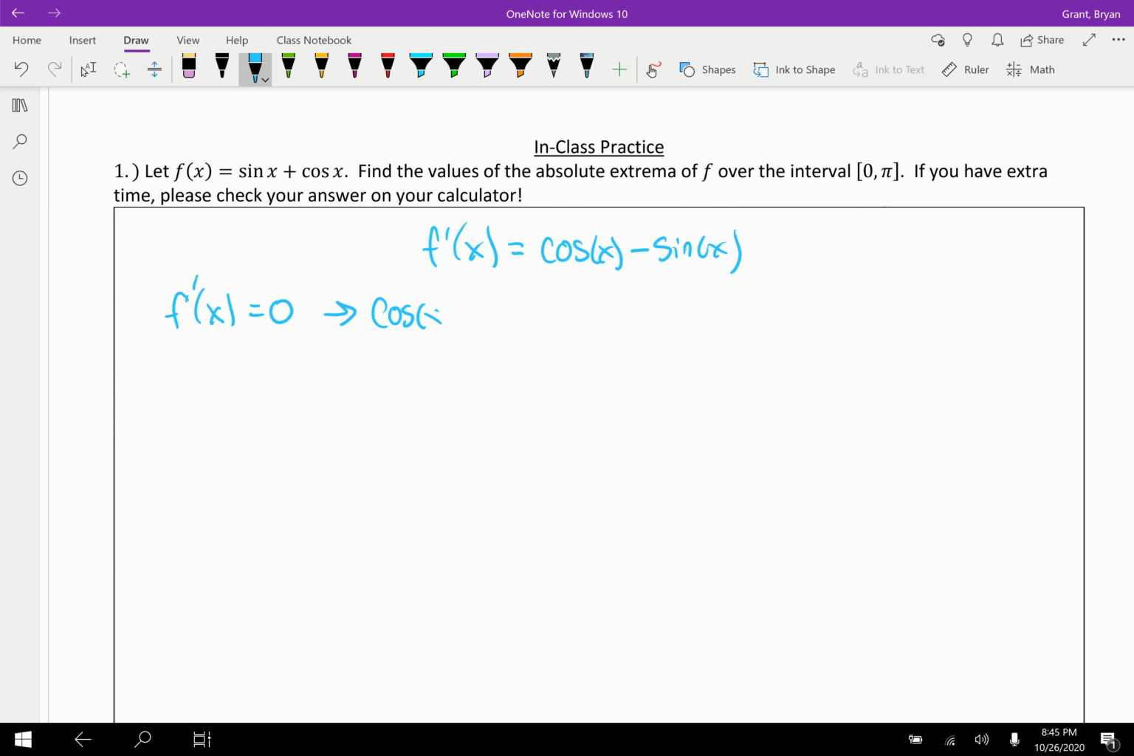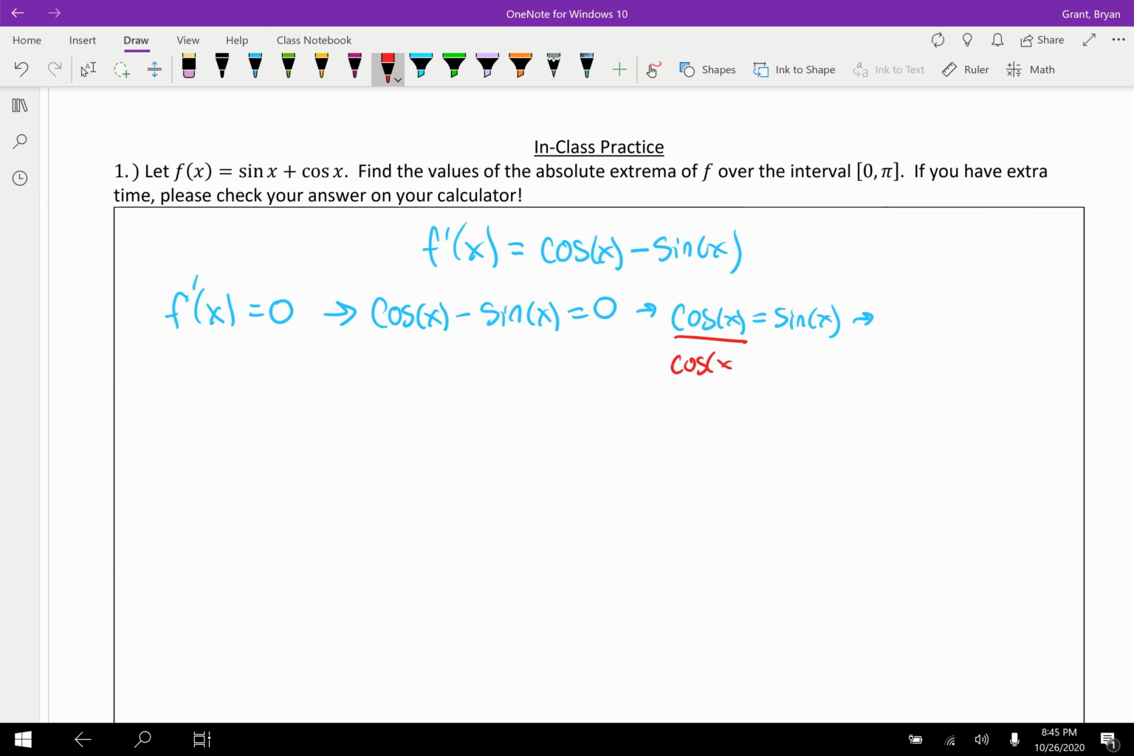So f prime of x is the function cosine of x minus sine of x, and that has to be equal to 0. This is a tricky equation to solve, but it's come up once or twice, so I thought it'd be useful to run through. The way that I like to solve this is I like to add sine to the other side. So it becomes cosine of x equals sine of x, which seems counterintuitive because now the x's are on both sides. But what I'm going to do from here is divide both sides by cosine.